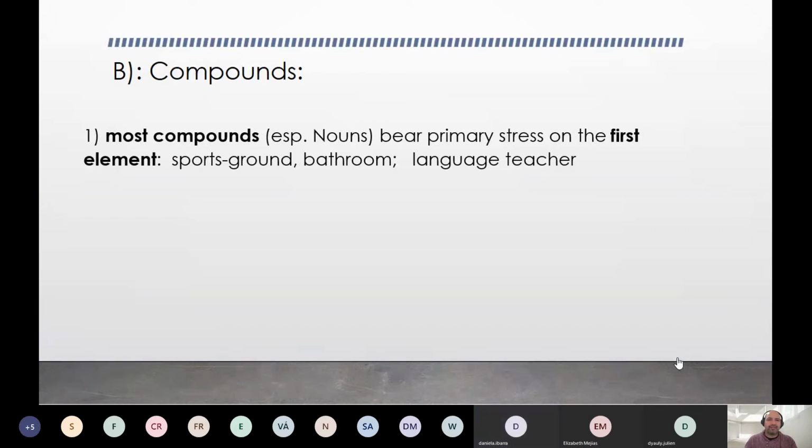Exactly. Thank you so much, Daniela. So especially nouns made out of nouns, right? Because you see, sports is a noun, ground is a noun, bath is a noun, room is a noun. So especially in these compounds, the first element, the first noun, is the one that bears the primary stress. So sports ground, bathroom, and language teacher, as Daniela just read.